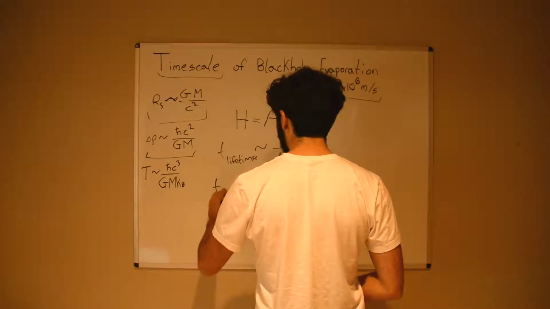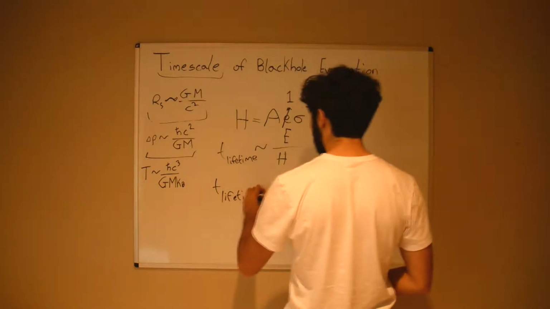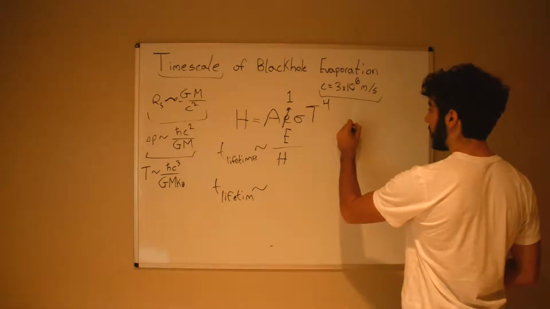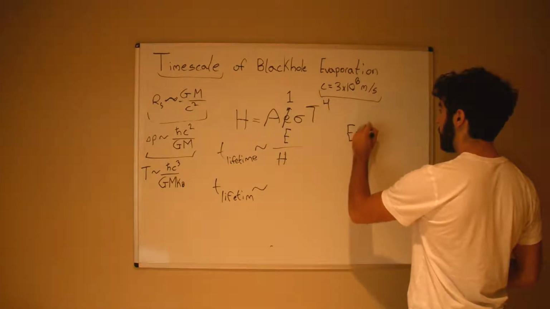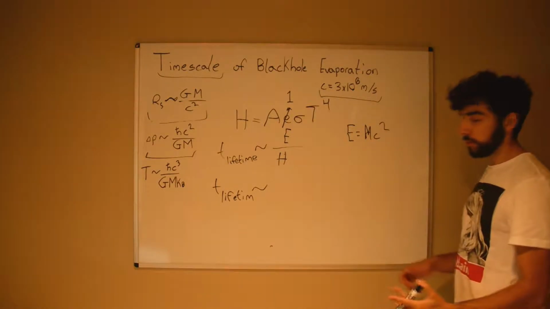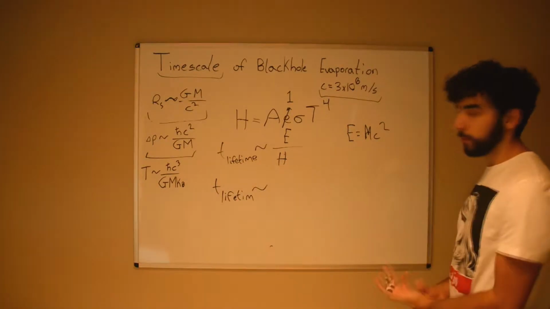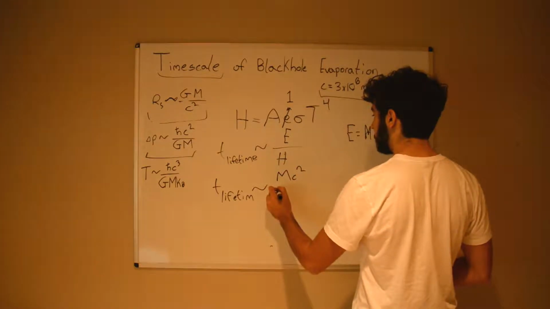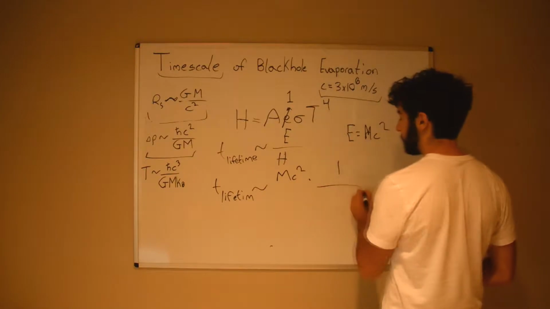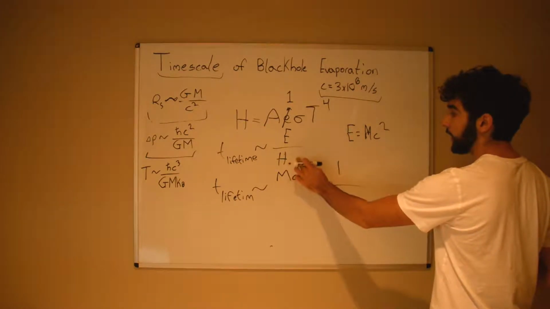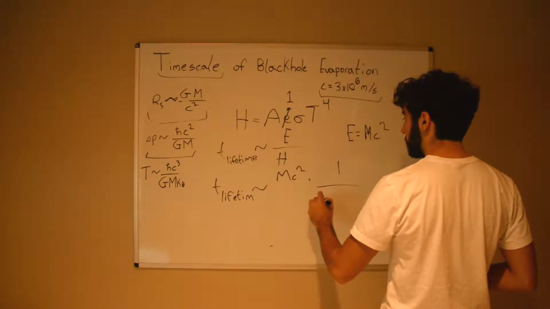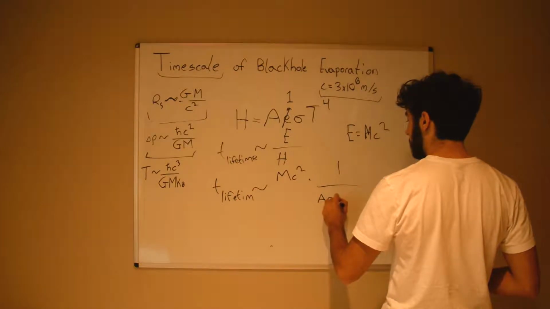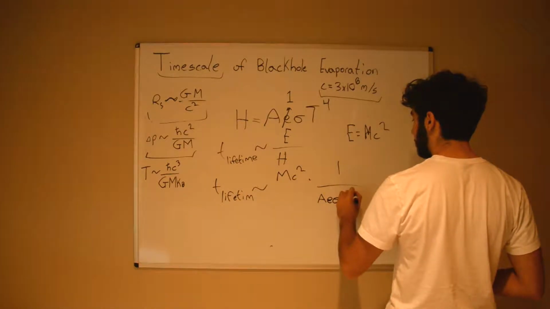So T lifetime is approximately equal to the energy of the whole black hole. Now, in Einstein's famous formula, of course, mc squared, in this case m being the mass of the black hole, that tells us the energy of the whole black hole. So, mass of the black hole, c squared, times, just to separate them a little bit, 1 over heat, which is this whole thing, which is A, emissivity, sigma T to the 4.